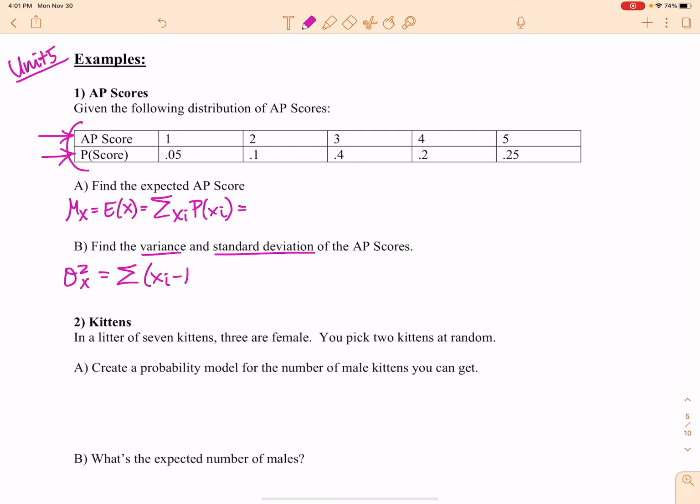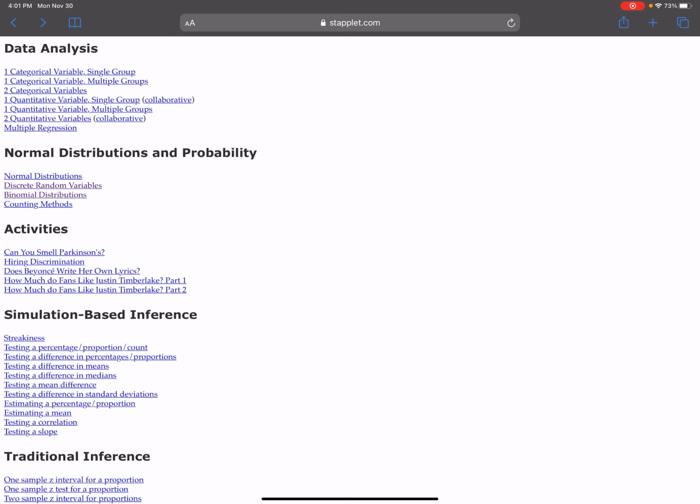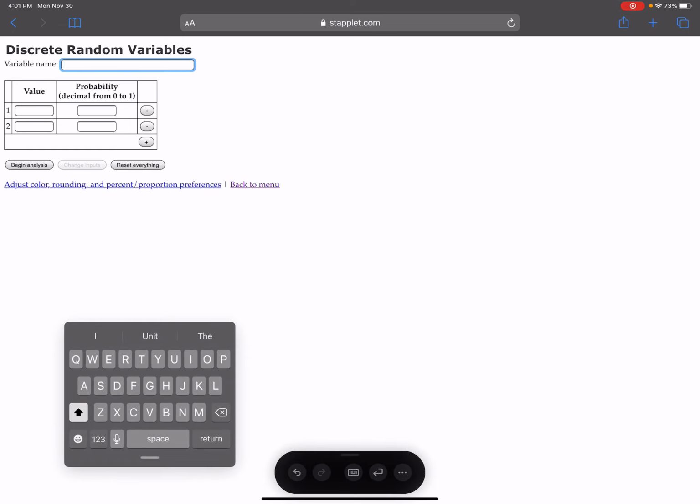And I'm going to show you how to do this in Statlet, because that's the easiest way to do it. Okay, so then of course your standard deviation will be right here. Okay, so I'm going to go to Statlet, so statlet.com, where we've been 1,000 times, and I'm going to choose this discrete random variable. So the variable name for this particular situation, AP scores.